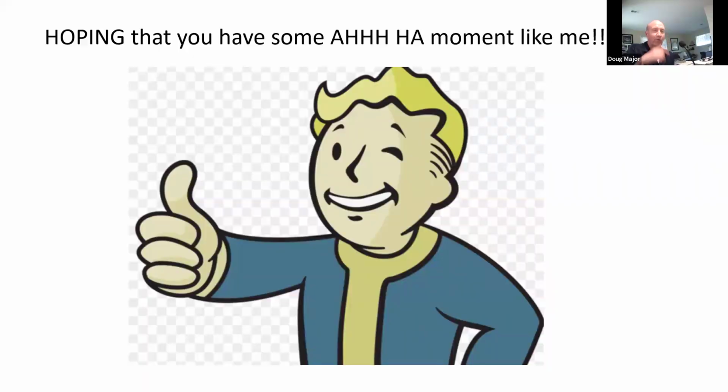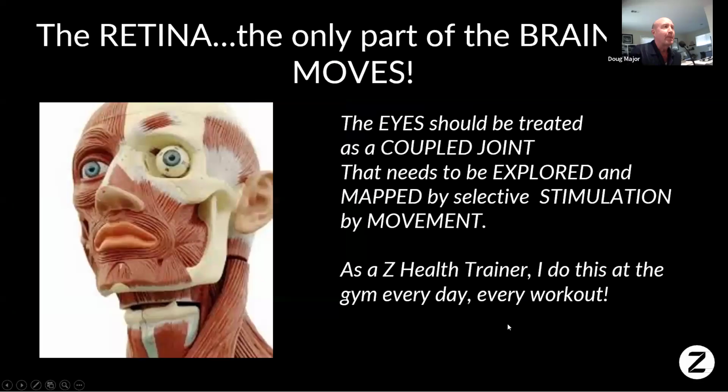So I'm hoping so far that you've had some aha moments like me as I've been studying, and it's like, oh, that's why we do it that way. As we understand mechanism, we can apply this even deeper. And let's go into that. As we talk about movement, remember the retina is the only part of the brain that does move. The eyes really should be treated like that coupled joint that needs to be explored, mapped, stimulated by movement.